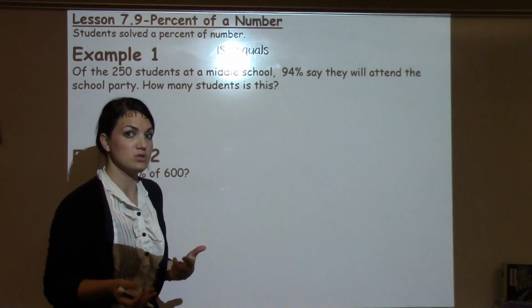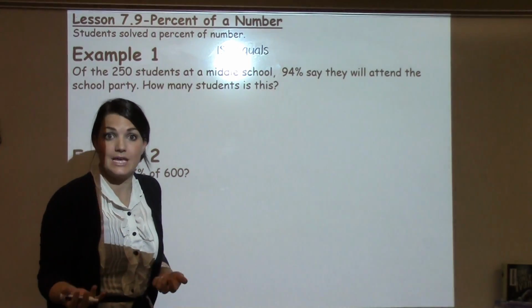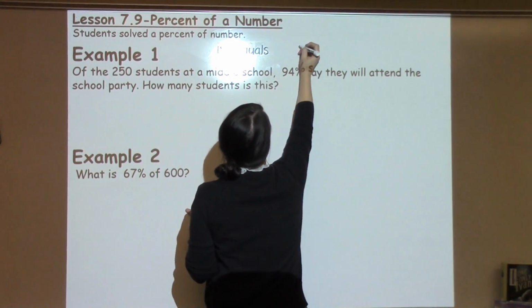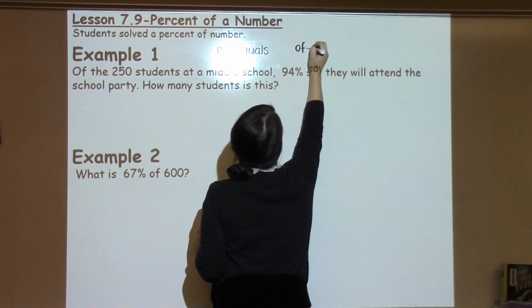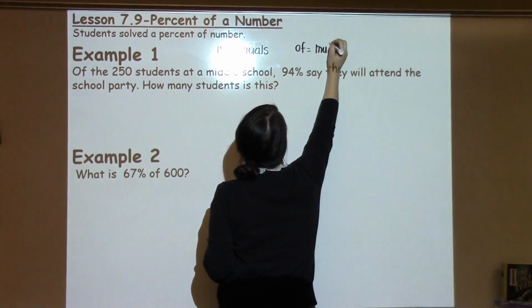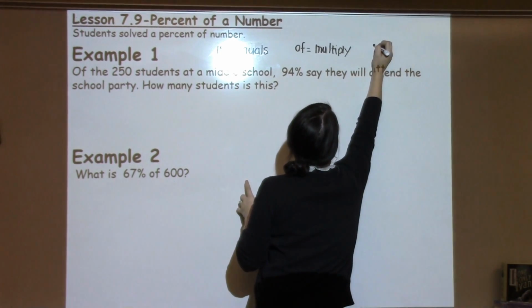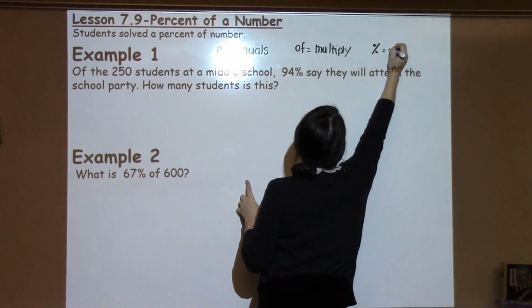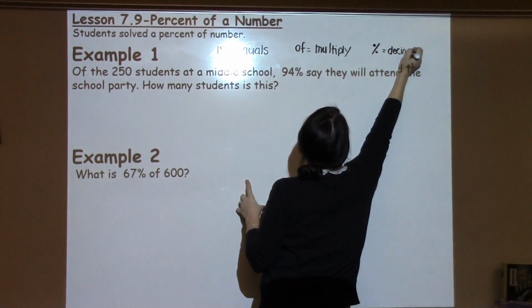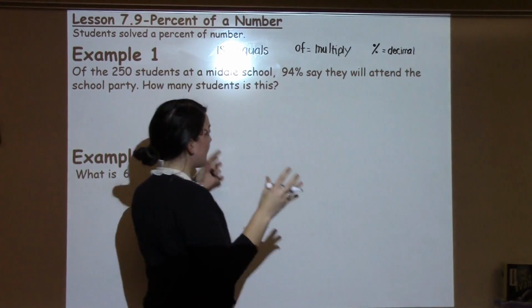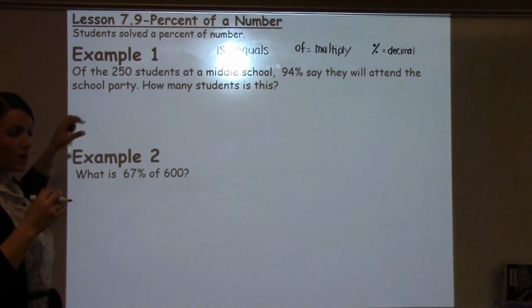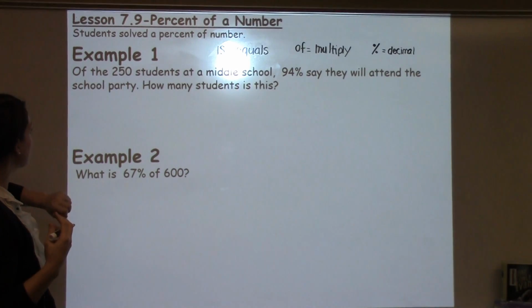Okay? 2 plus 2 equals 4. 2 plus 2 is 4. When you see the word of, it means to multiply. And then when you have the percent, you always want to change that into a decimal. So that can kind of help your student work with these word problems and how to set it up. So let's take a look.